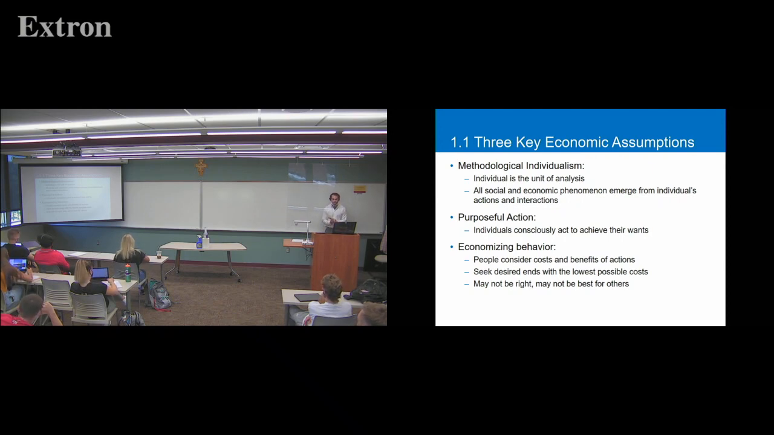So, the three key economic assumptions. The first is methodological individualism. So when we're in this class, we're focusing on the individual as the unit of analysis. In sociology, oftentimes you look at groups of people and how these groups interact, but you can really lose a lot when you're focusing on groups. So we're going to focus on the individual, how one person deals with another person.